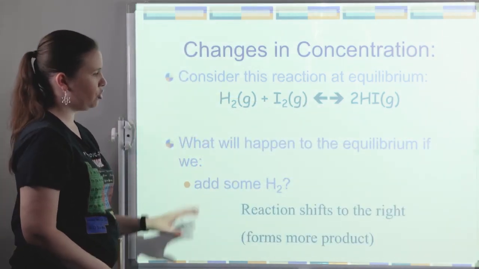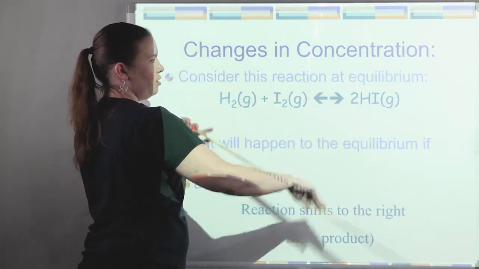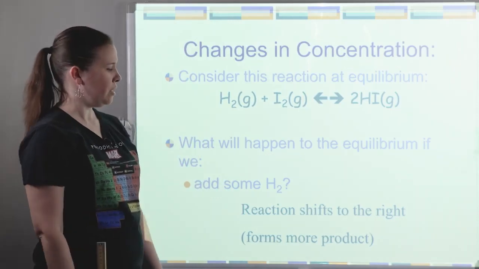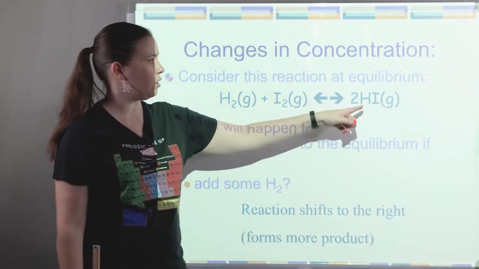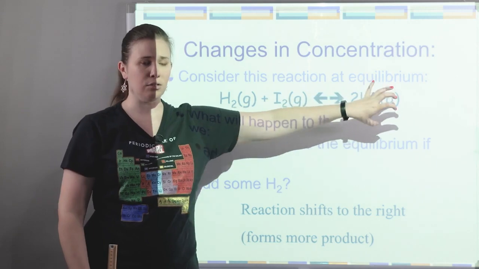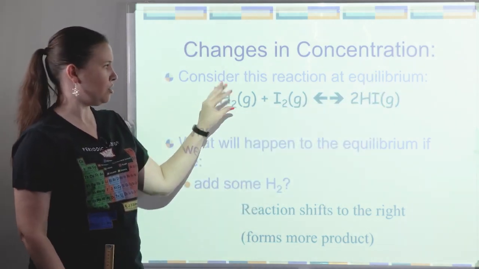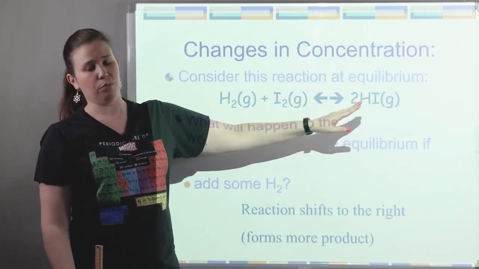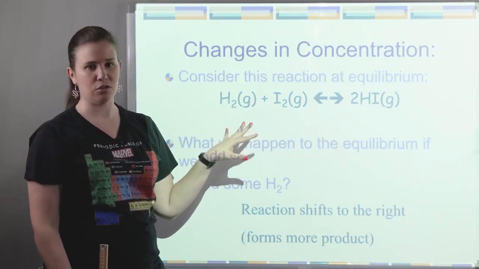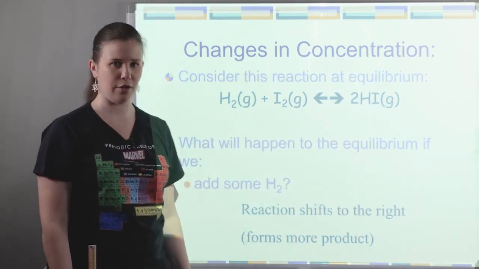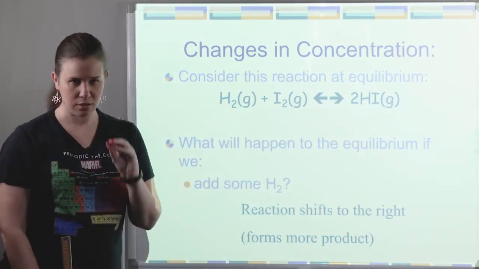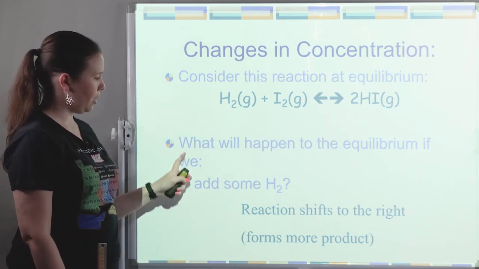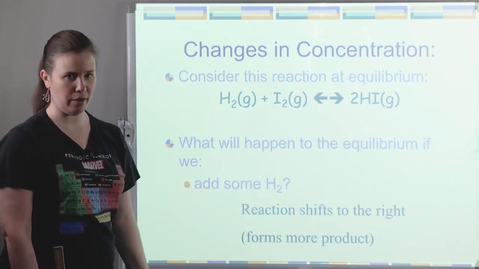So that means the reaction would shift to the right, favoring the forward reaction to use up that H2. And then the side effect is that we're going to form more of the HI. So you're going to see an increase in the product concentration as you're using up the extra H2. The I2 would need to be used up also to form product, right? So you're going to see a decrease in these concentrations. These are the side effects I was talking about. Le Chatelier is focused specifically on what the shift is. So in order to use up the extra H2, we're shifting to the right.